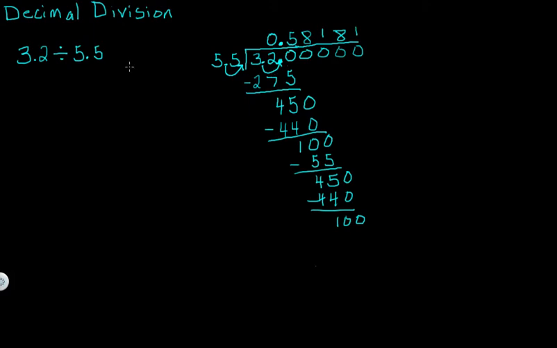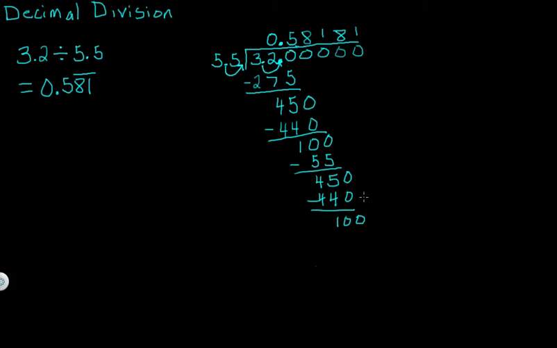So the answer here is going to be, to 3.2 divided by 5.5 is going to be 0.581 repeating. And so remember, the bar only goes over the ones that are repeating. So in this case, the 8 and the 1 will continue to repeat.